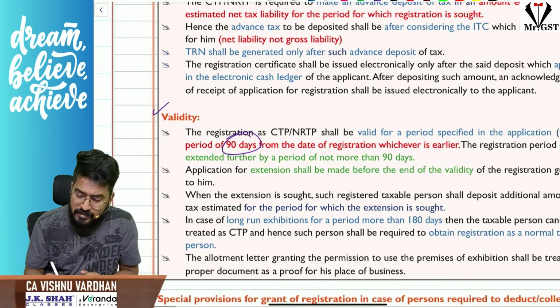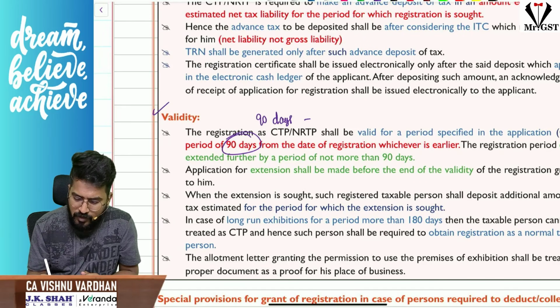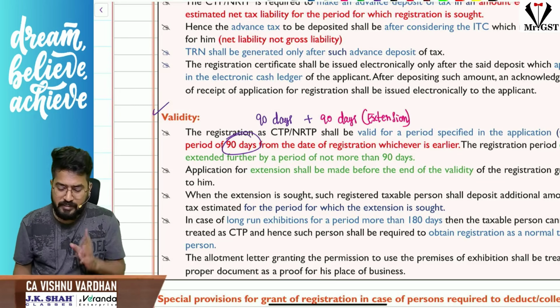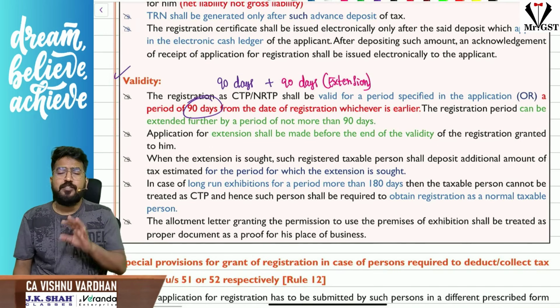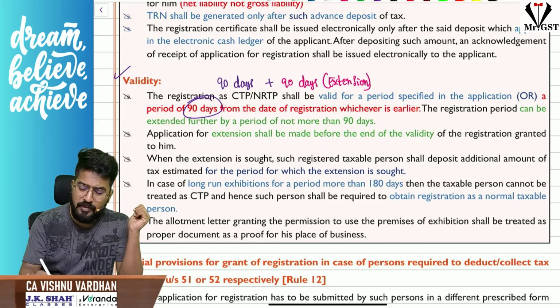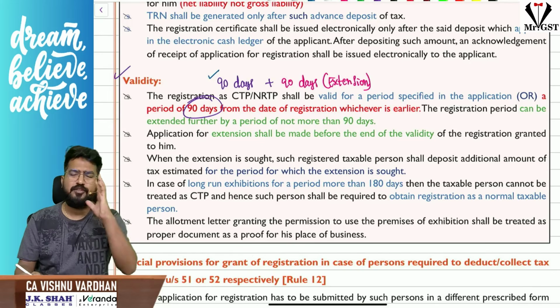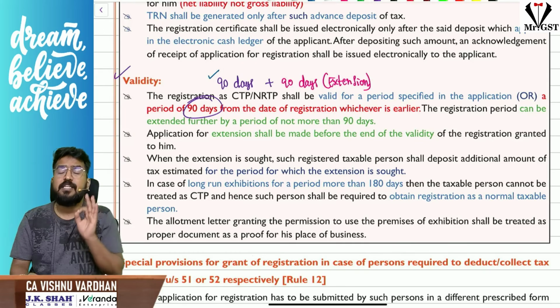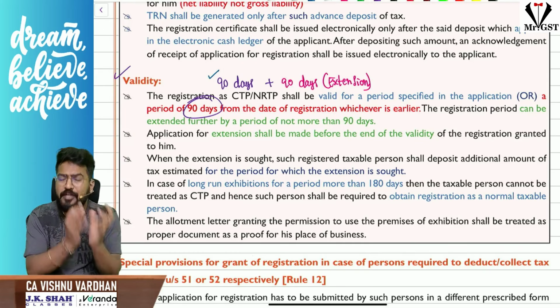That means initially they can ask for 90 days, and plus another 90 days extension. That is possible. Now please understand the concept. When they are applying for registration, let us first assume 20 days, they are going to an exhibition, participating in it and selling sarees and so on. In such cases, for those 20 days they want registration.